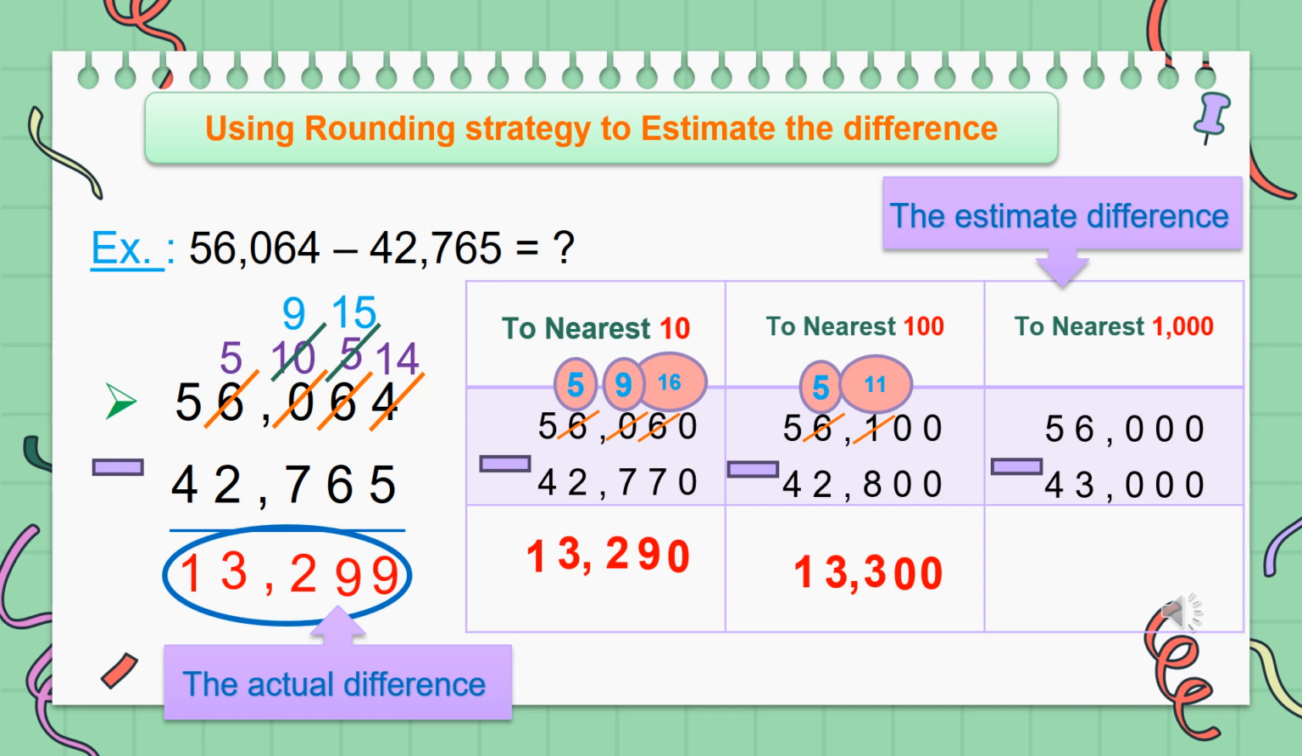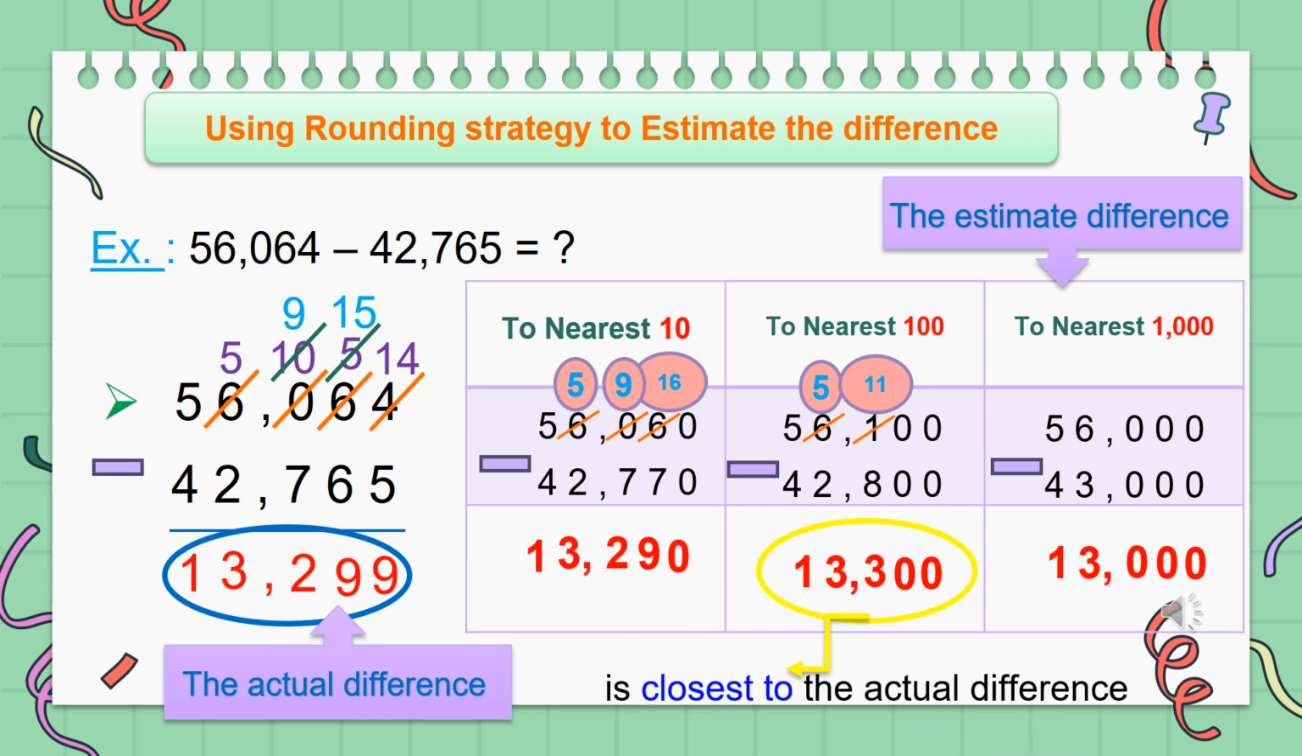The next number in 1000 place is 2. 2, look at 7. 7, you are rich or poor? Rich. So the estimate will be 43,000. So now we can subtract. So the difference is 13,000. So where is the closest estimation here to the actual difference? Yes, the closest is 13,300 to the actual difference.